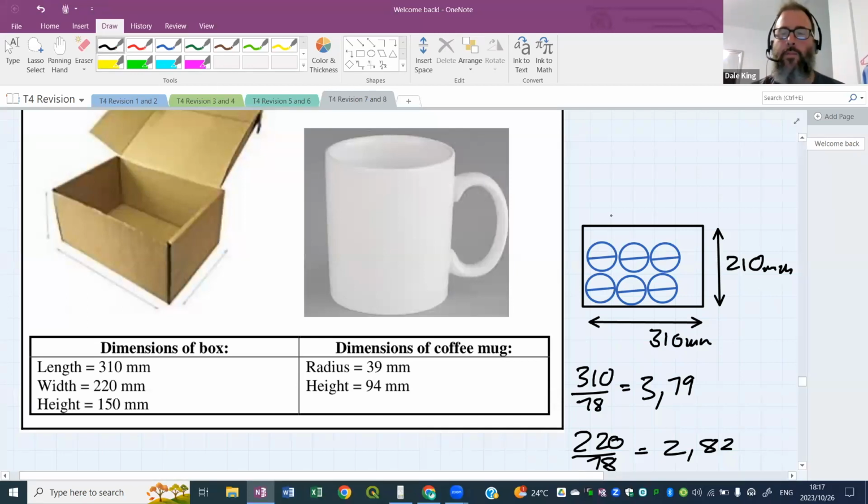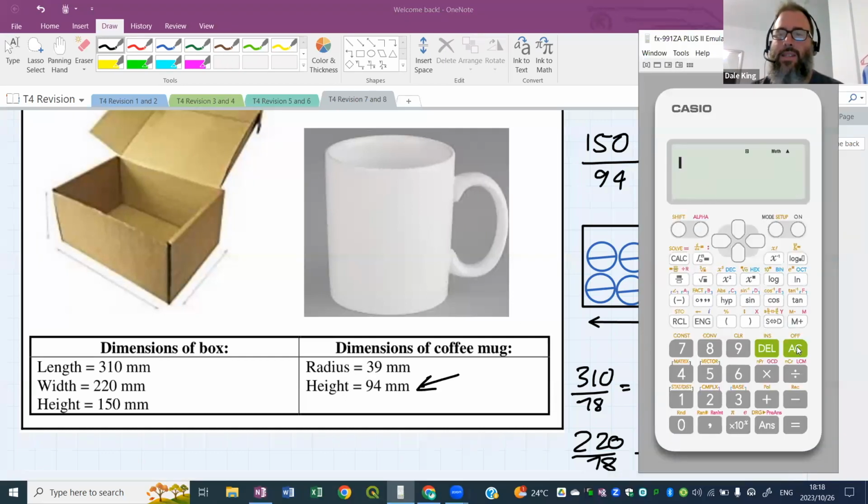All right, Mohammed, what now? Now we go to height. Very good. 150 divided by 78 equals 1.923. So we put it as 1 mug. Your method is absolutely right. Just be careful now, because we need to look at the height of the box, which you said is 150, but now we also need to look at the height of the mug. So we're not going to look at the diameter of the mug, which is 78. Now we're going to look at the height of the mug, which is 94. So how many mugs can we stack on top of each other? One. Yeah.